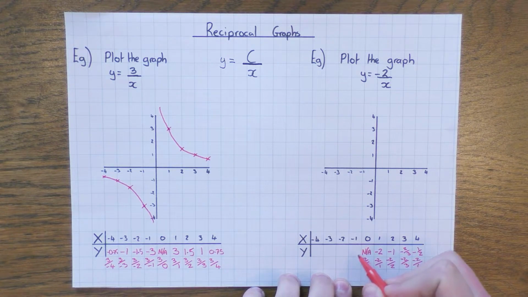And then we're going to do the negatives here. So minus 2 divided by minus 1.